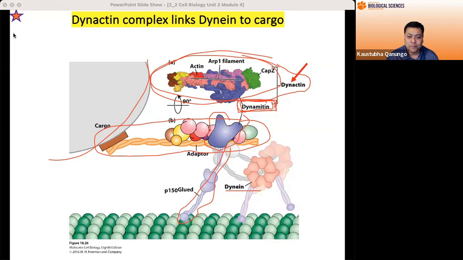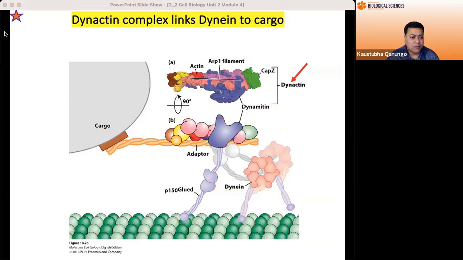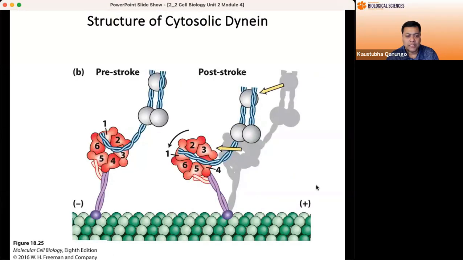So just the right amount is needed. If you overexpress the dynamitin, it doesn't form this complex essentially. Sometimes these are small things that actually go into your long-term memory. So remember that dynactin is the big complex which associates the adapter and the cargo with the dynein. Differentiate this from dynamin, which we are going to see.